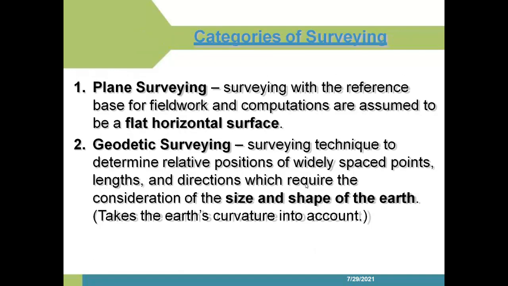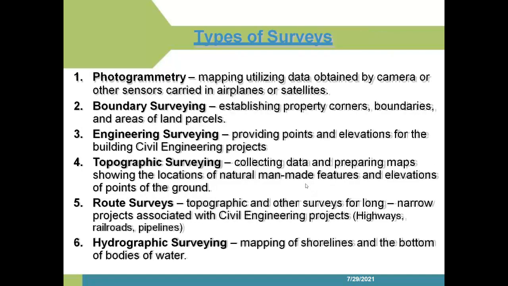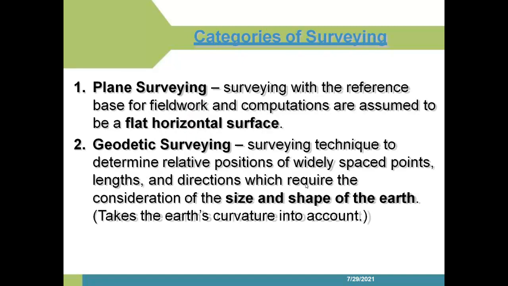Next are the categories of surveying. One is the plane survey and the second one is the geodetic survey. We consider the surface as flat in a plane survey. It is used for small areas, less than 250 square kilometers. A geodetic survey is used for large areas, where the earth's curvature effect is taken into account. For example, a straight line will be considered a curve only in the geodetic survey. It is considered a straight line in the plane survey.